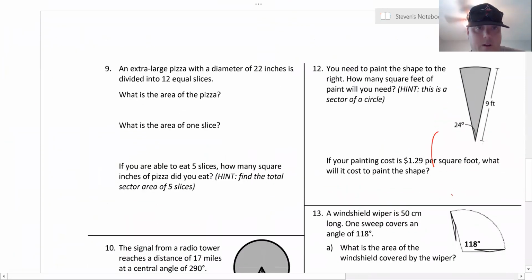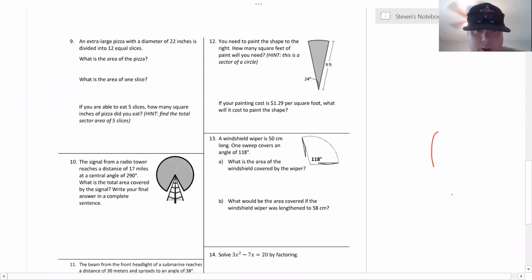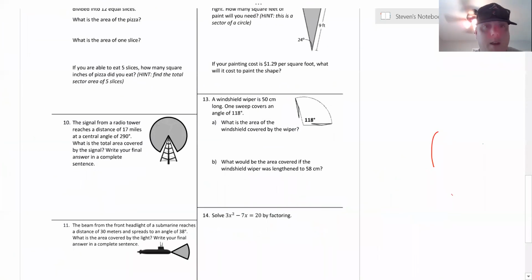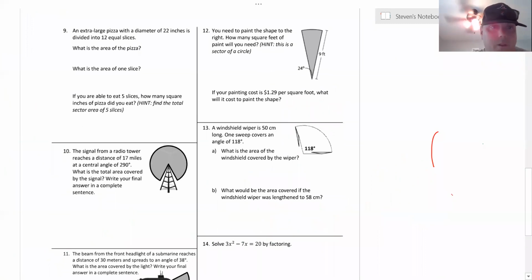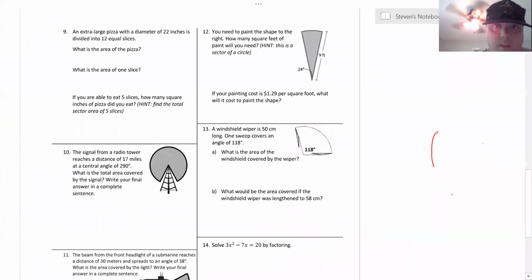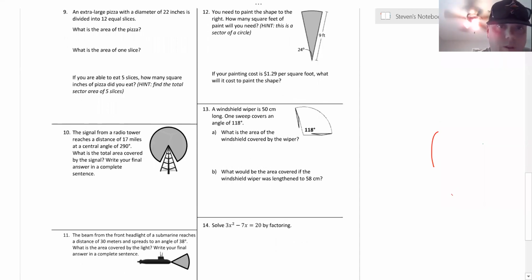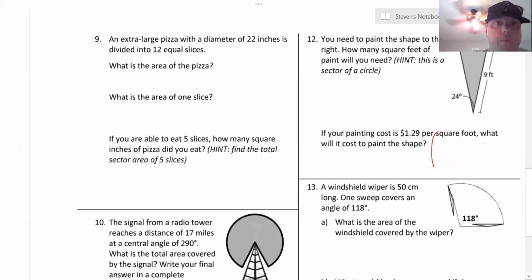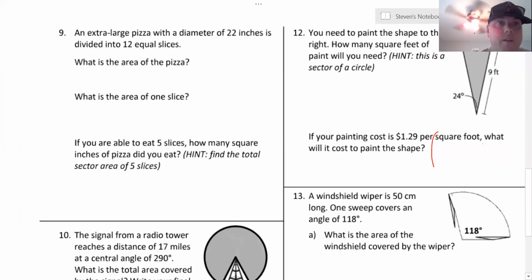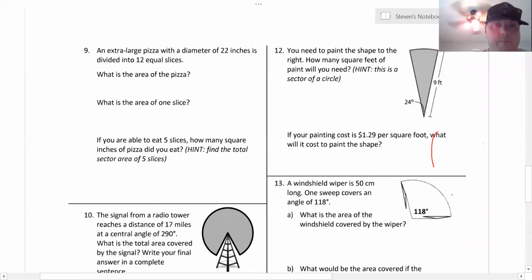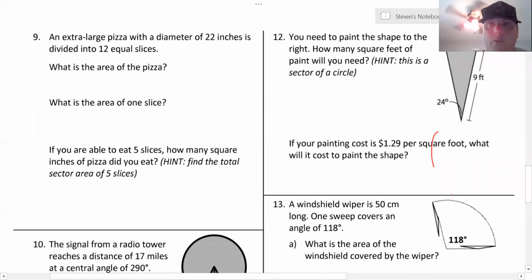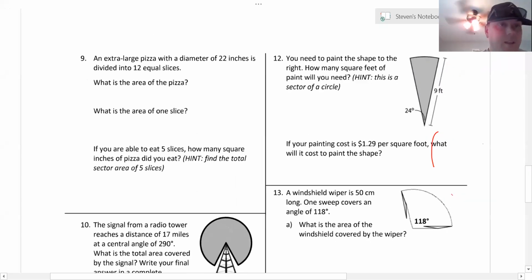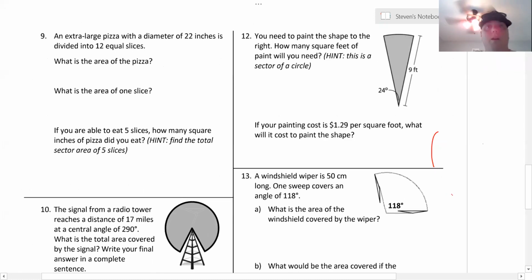Let's see, an extra large pizza box. So let's see what I want to do here to finish up. If you guys want me to do it, just let me know. I'll do 9, 10, and 12 here to finish up. Actually, 10 seems repetitive. I'll do 9 and 12 here to finish up with you guys, and then you guys can ask me questions and do the rest on your own.